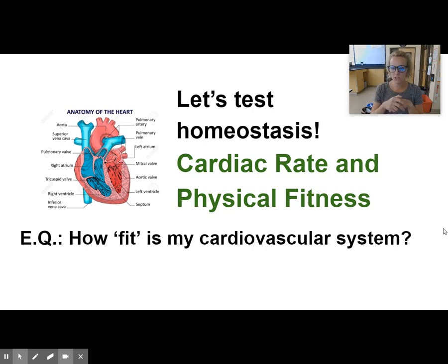So our essential question in this particular lab is, how fit is my cardiovascular system? And we're going to be using several different measures to identify the fitness of your heart rate based on 5 different scenarios. So for this lab, I'm going to start with a little bit of an overview about cardiac fitness, as well as why our body needs a consistent heart rate. Then we're going to talk about the procedures of the lab. And then if you have any other questions about this activity, you'll need to email me or make a comment on Google Classroom to get that answered.